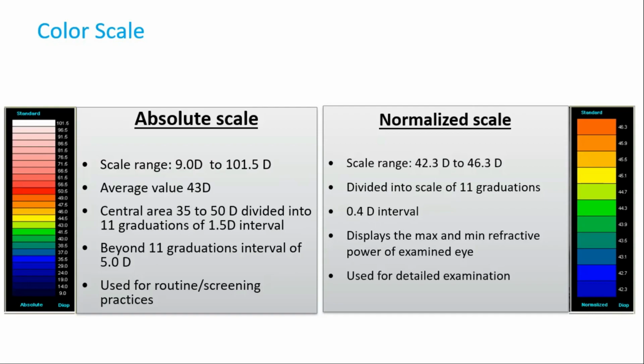The scale ranges between 42.3 and 46.3. It is divided into 11 graduations and it has a 0.4 diopters interval. And it displays the maximum and minimum refractive power of the eye.